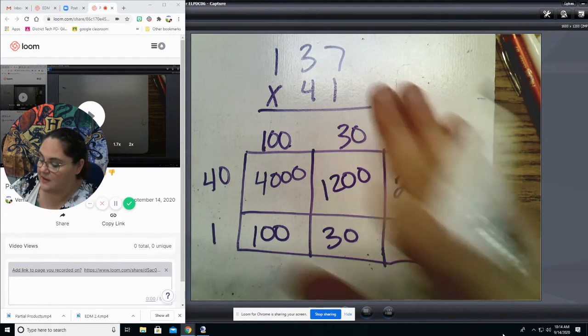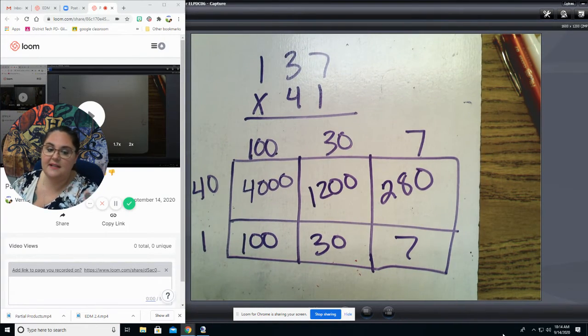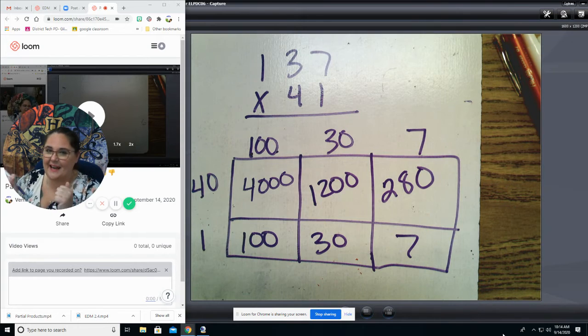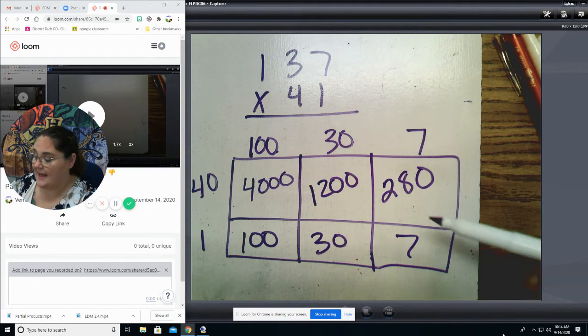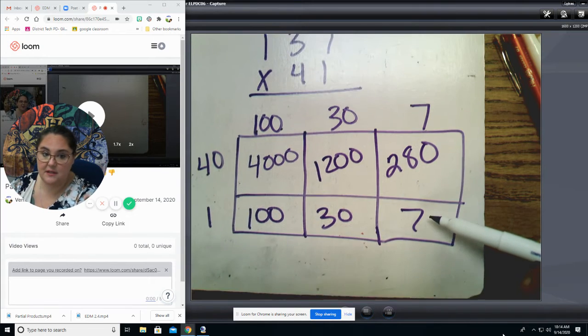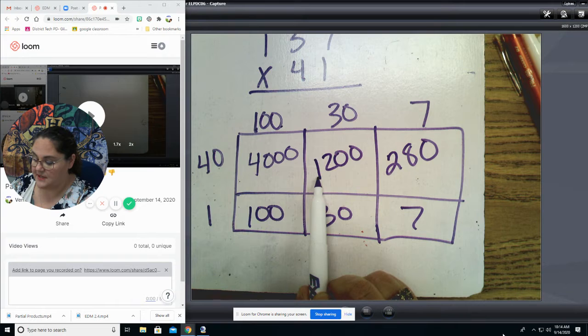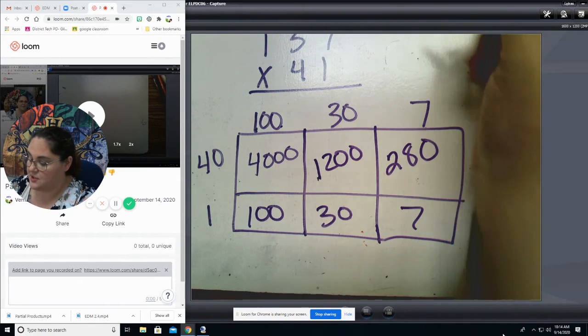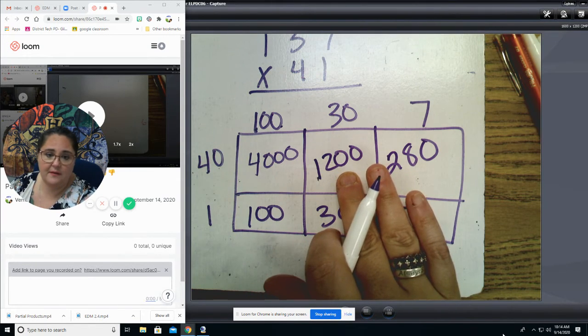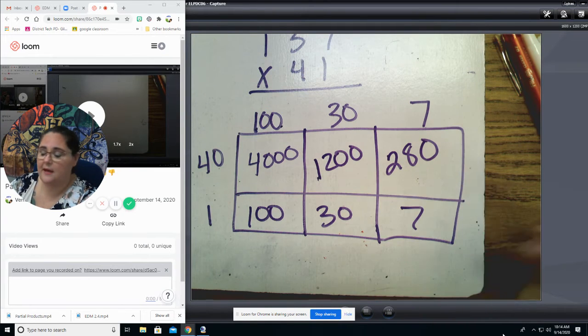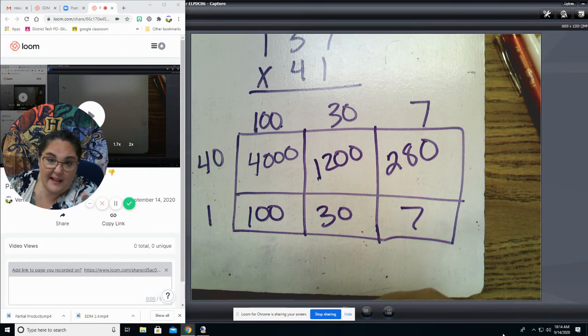Now, this is where it can get tricky. This is the part where it gets a little confusing sometimes, and you can make some simple mistakes. So be careful, because now you have to add everything that's in this box. So 4,000 plus 1,000 is 5,000. Plus 200. So you can add in your head if you want. Plus 280 equals 5,480.